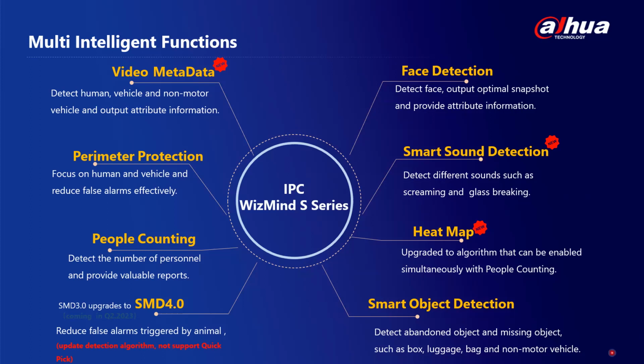So perimeter protection is a multi-intelligent function enabled in this WizMind S series. So this will focus on the humans and the vehicles and reduce what we call the false alarms effectively. So in this case, we have the target filters, and those target filters will be based on the humans and the vehicles. Then there's some other non-essential alarm targets. Let's say, for example, animals, maybe water. We have bright lights, falling leaves or branches. So those are basically going to be filtered out as non-essential alarm triggers.